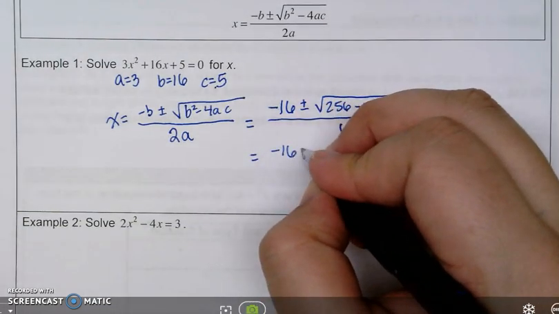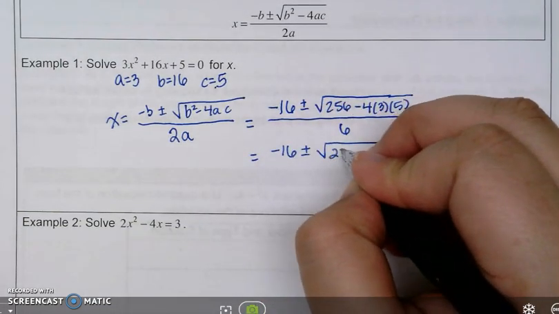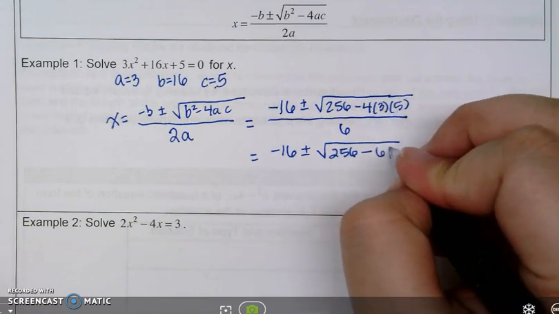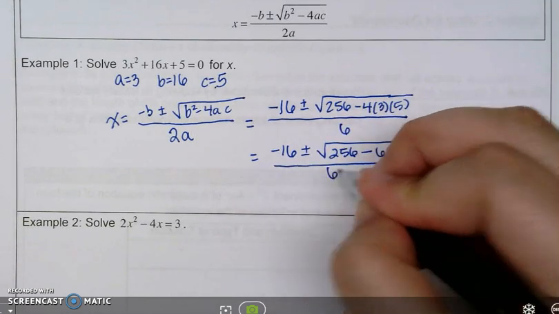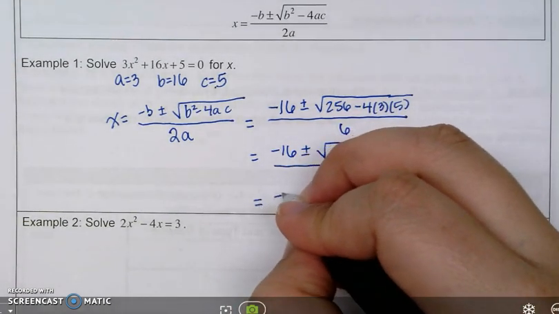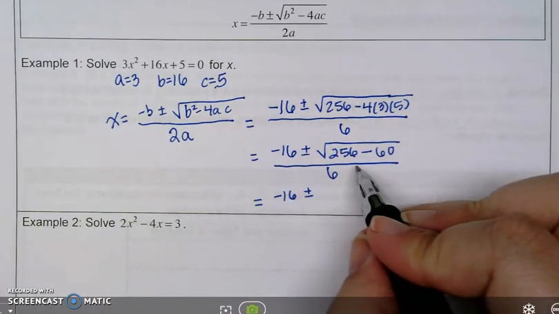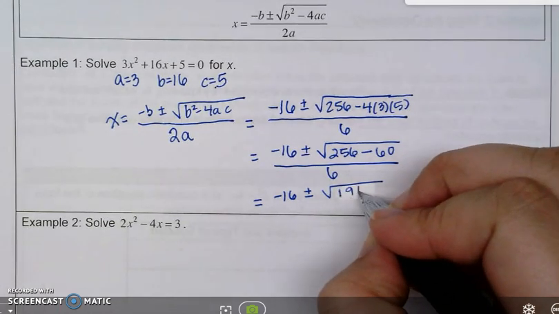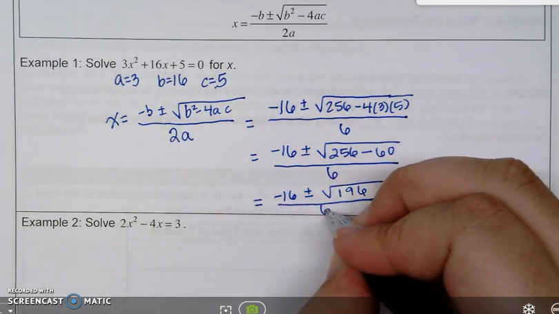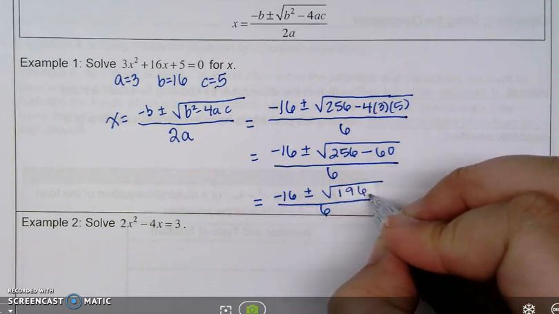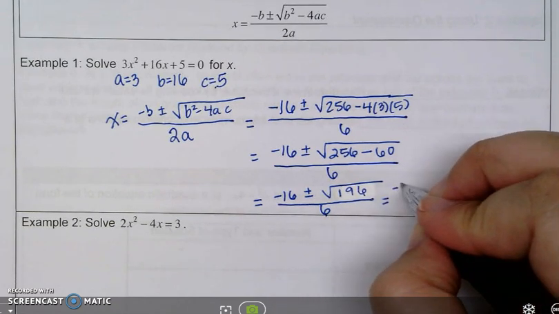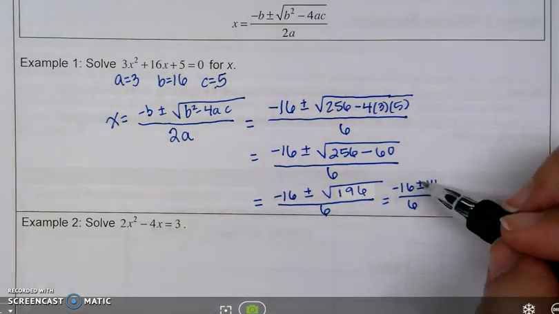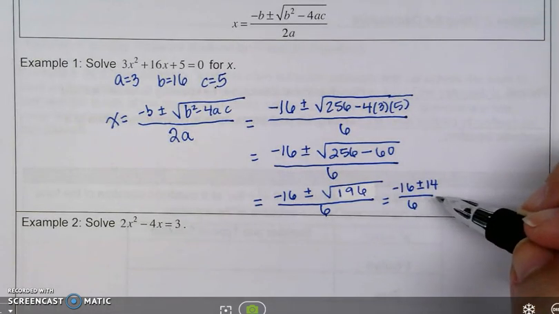Simplifying, negative 16 plus or minus the square root of 256 minus 4 times 3 is 12 times 5 is 60, divided by 6. Again, negative 16 plus or minus the square root of 256 minus 60, which is 196, divided by 6. Now the square root of 196 is actually 14. So we get negative 16 plus or minus 14 divided by 6. Now these are all integers. I don't have any square roots anymore. I don't have any i's.